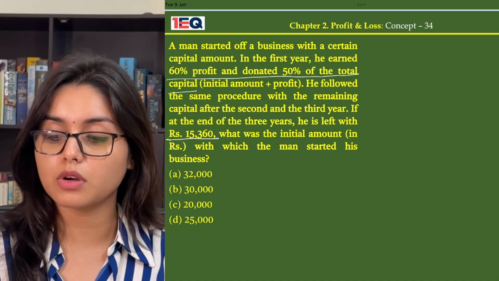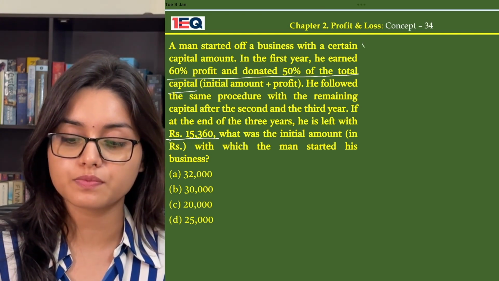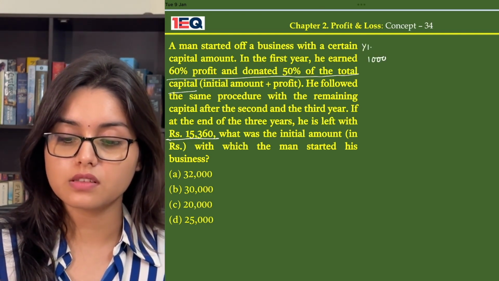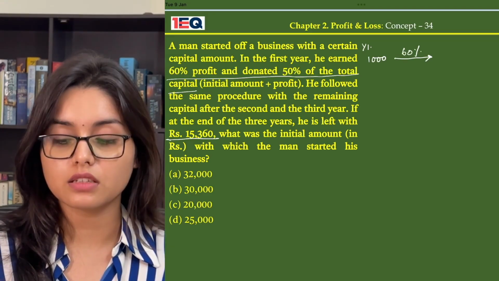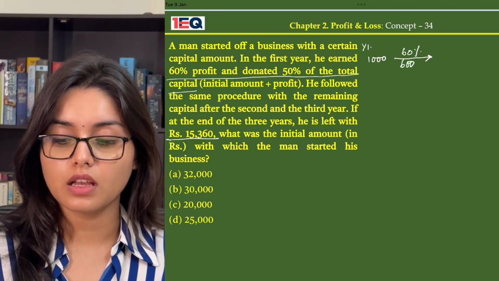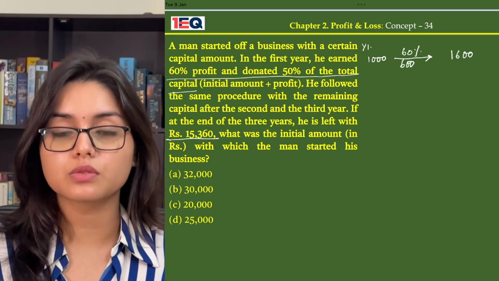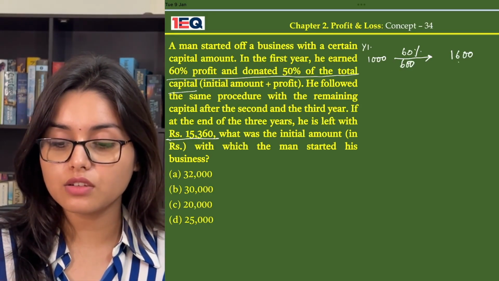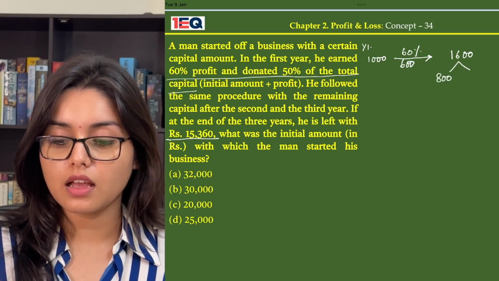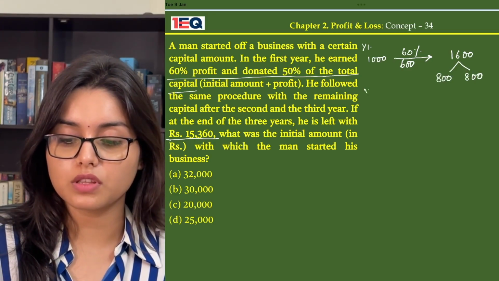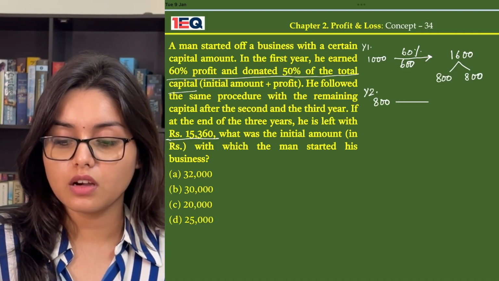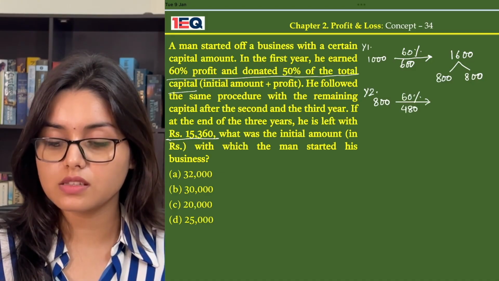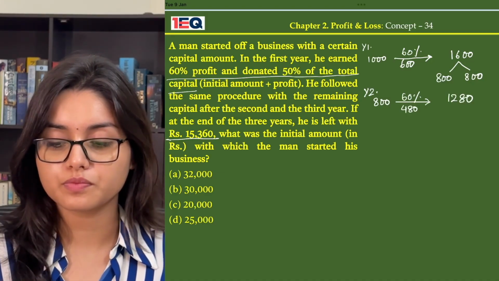So let the initial amount in the beginning of year 1 be rupees 1,000. So he earned a profit of 60% on 1000 rupees, that is rupees 600, and is left with 1600 towards the end of the first year. He then donates 50% of it and starts the second year with the other half. So he starts the second year with 800, earns another 60% profit, that is rupees 480. Now this sums up to rupees 1280.